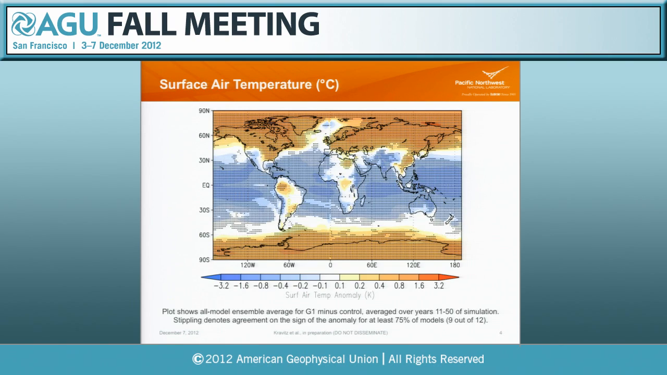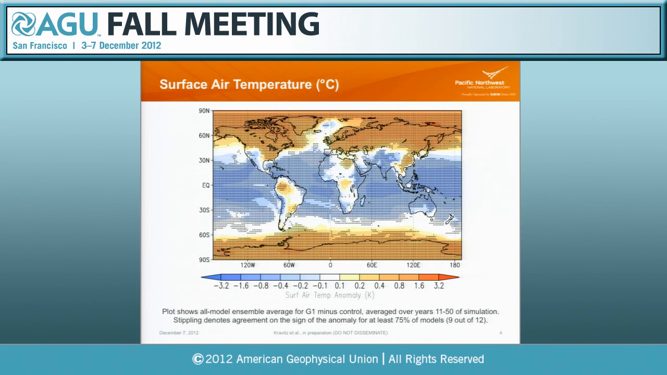So, how about some results? This one is differences in surface air temperature, and I'll just go through the little caveats here as to what I'm actually plotting. So this is the all-model ensemble average, all 12 models averaged together, for experiment G1 minus the pre-industrial control, and then I averaged over the last 40 years of simulation. There are 50 years in total. I threw out the first 10. And stippling on all of these plots denotes agreement on the sign of the anomaly for at least 75% of the models. For this particular plot, it's 9 out of 12.